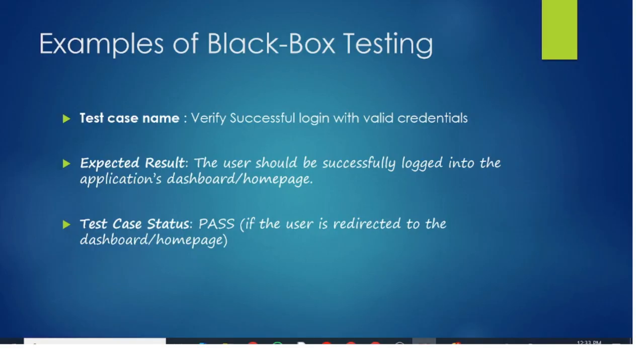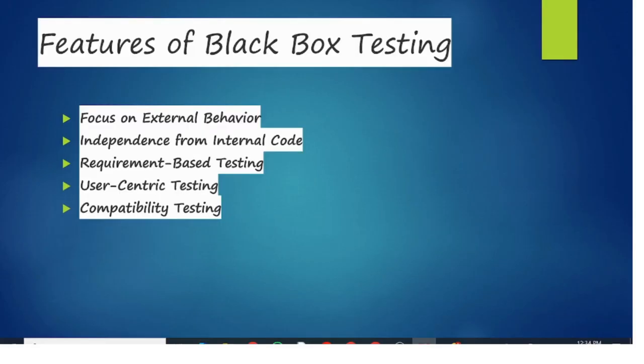These are the features of black box testing: focus on external behavior, independent from internal code, requirement based testing, user centric testing, compatibility testing. Obviously, it focuses on the external behavior of any system. It is independent from internal code; it will not look into the internal code structure, implementation or logic. And requirement based testing means, based on the requirement and the input, checking whether it is working properly or not. User centric testing, compatibility testing.